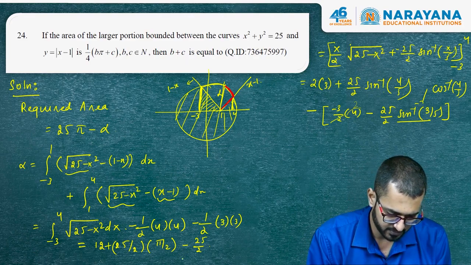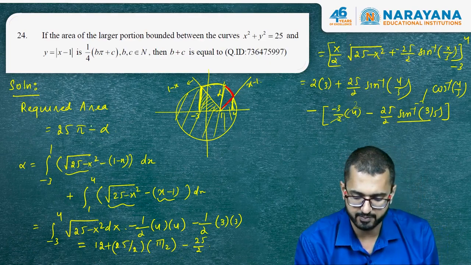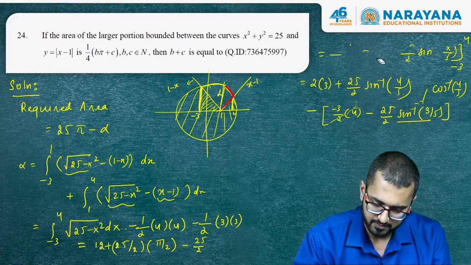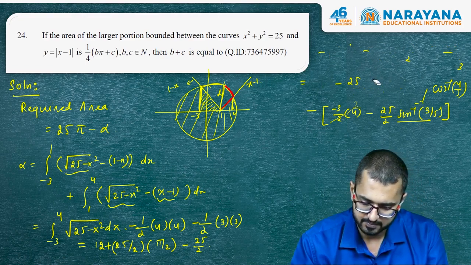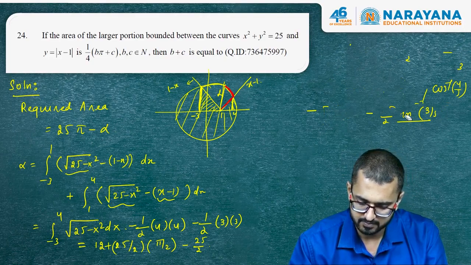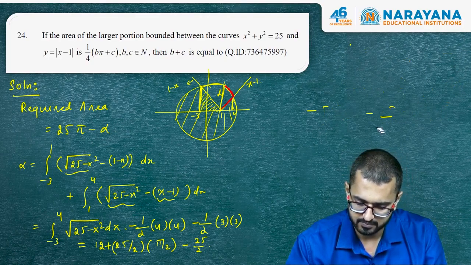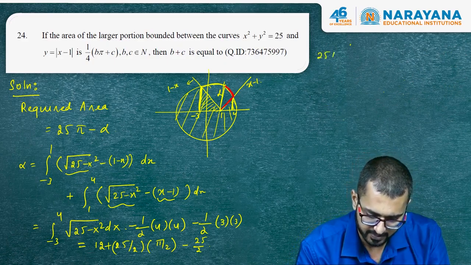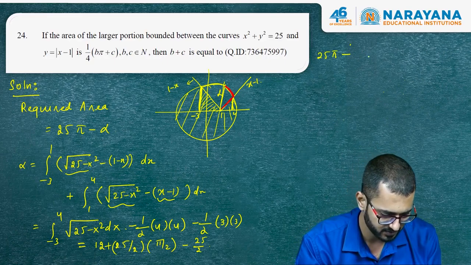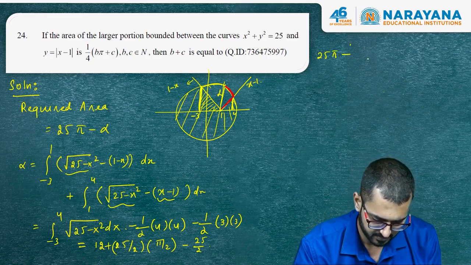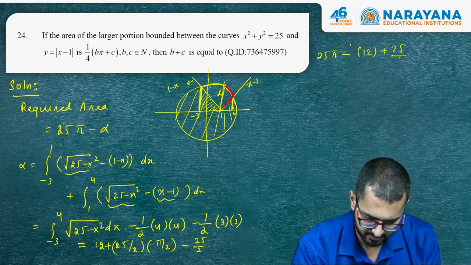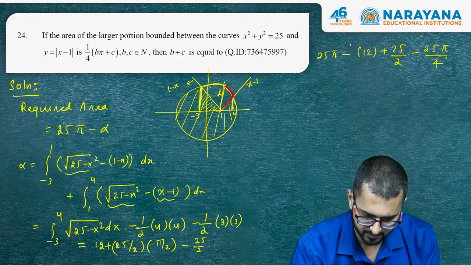Now we have to subtract from 25 pi. So let's write it down there. So the entire part I'll remove. So 25 pi minus the required part is going to be basically 12 plus 25 by 2 minus 25 pi by 4.